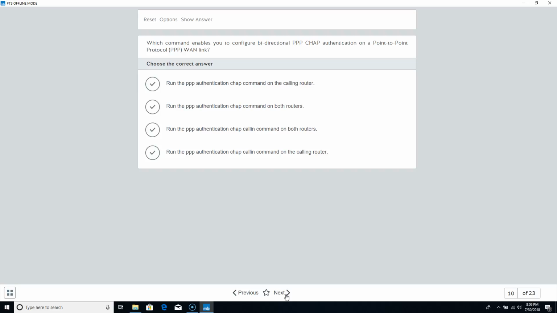Which command enables you to configure bidirectional PPP CHAP authentication on a P2P WAN link? Okay, you need to run PPP authentication CHAP in both routers. Okay, in both routers.